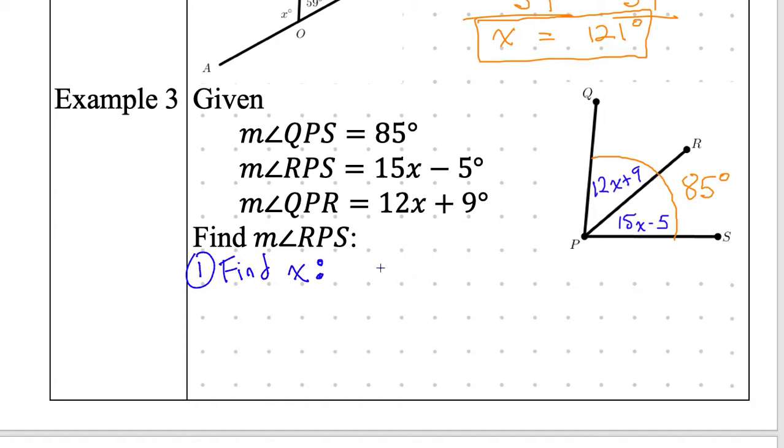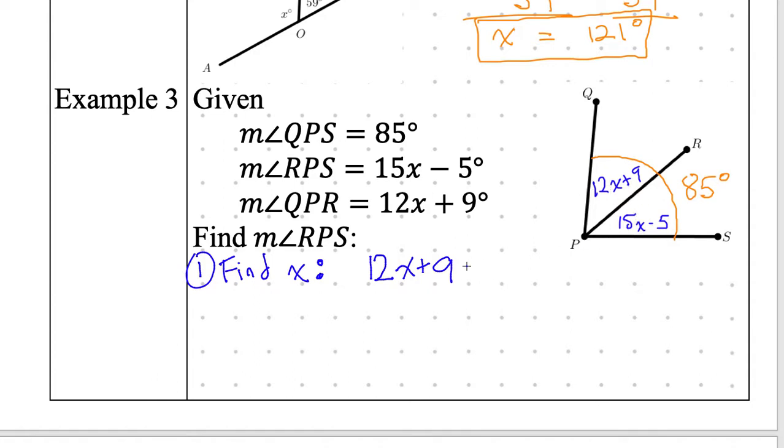It can be like 12x plus 9 equals. Close. 12x plus 9. We are going to use that one. We need to add this to the other angle, which equals 15x, right? So we're going to add the other angle. These two angles added together.